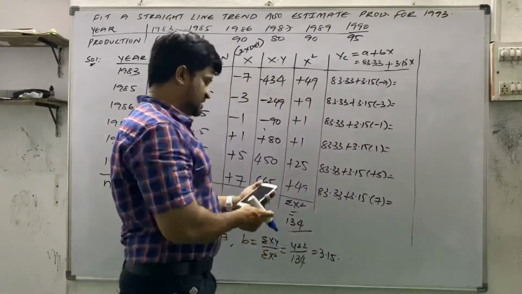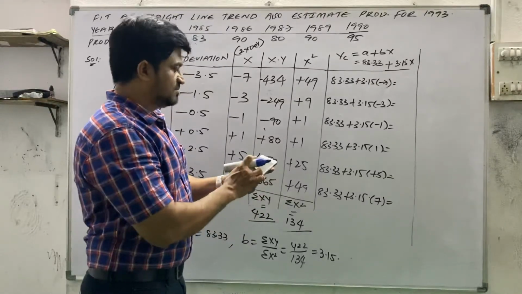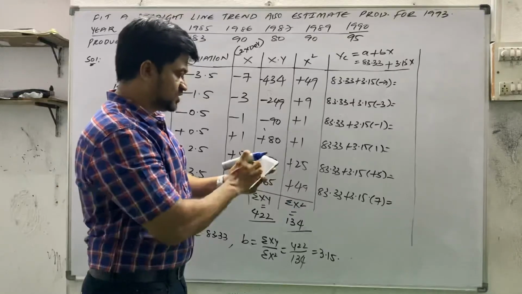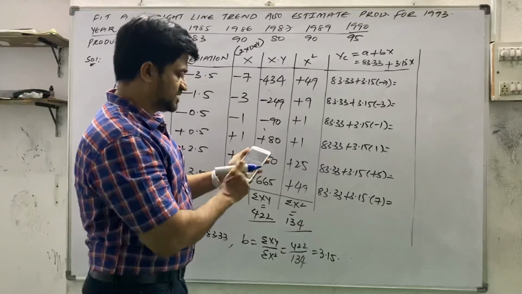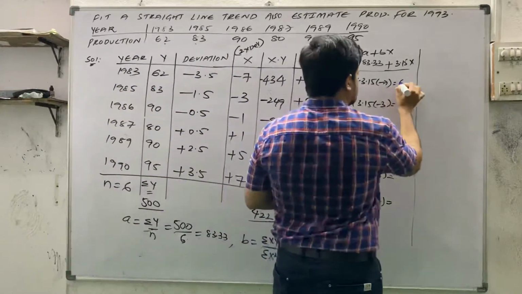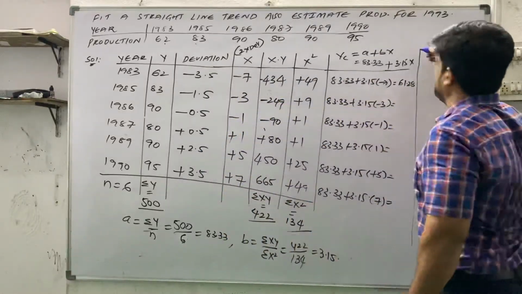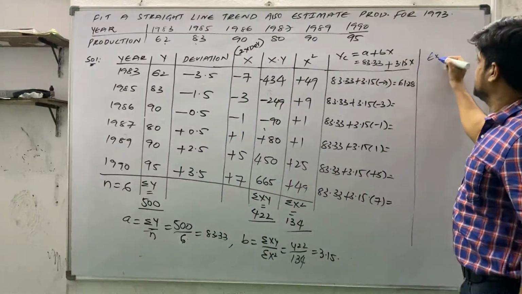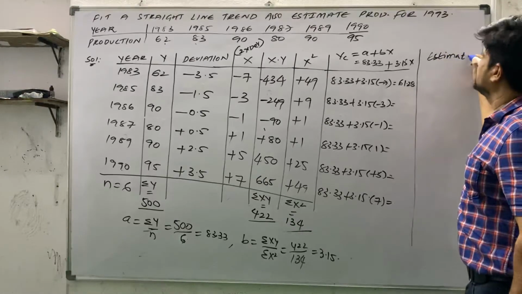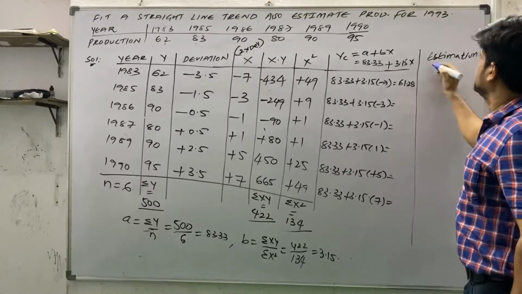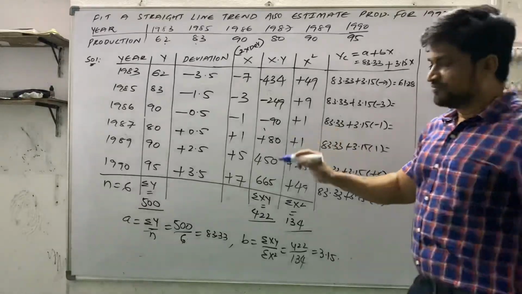Now we have to calculate these values by using simple terms. Calculator we have 3.15 multiplied by 7 because it has minus sign, plus 83.33, 61.28. Similarly, you can calculate all the values. Now we have to estimate for what? Production for 1993. For 90, what is the value of x?